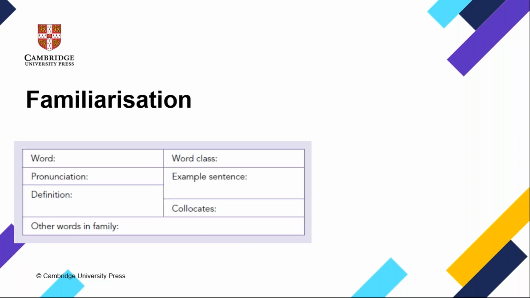For example, as here, when we learn a new word, we automatically think of the word itself, word class, pronunciation, definition, context, collocations, and other words in the same family. So I'm not talking now about primary students, I'm talking about how these can-do statements should work. All of them automatically.